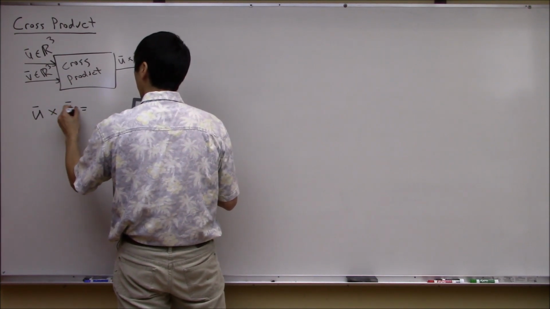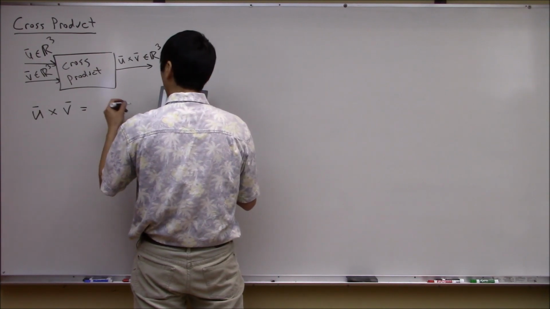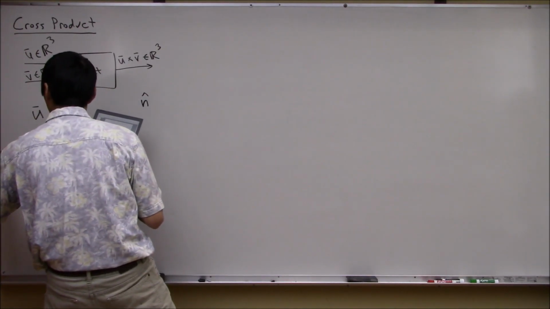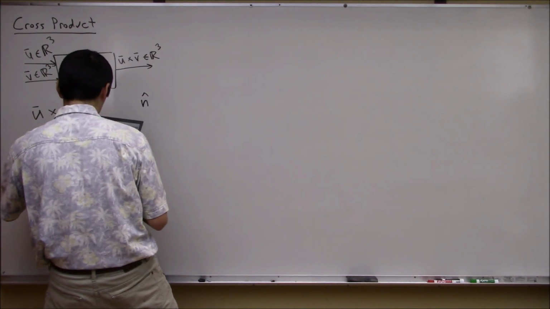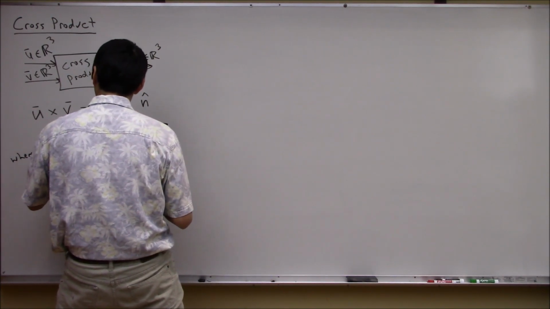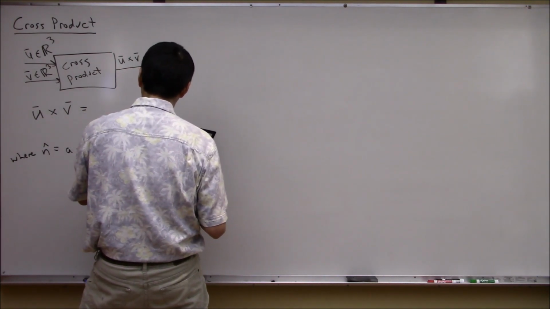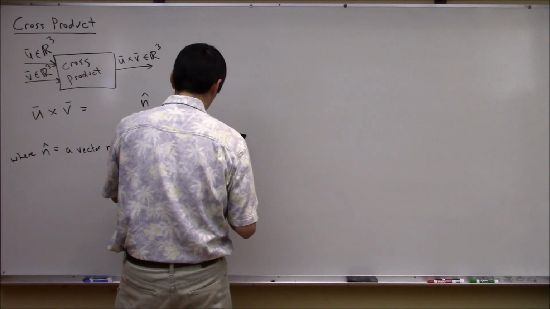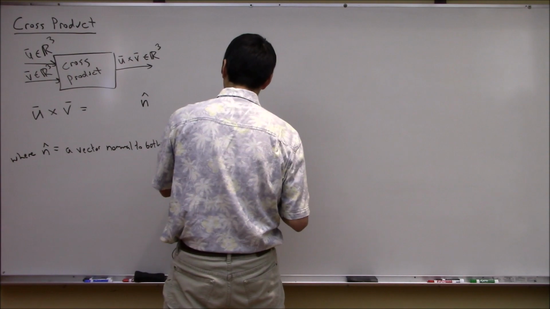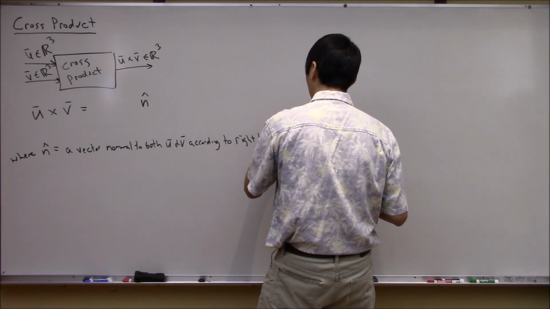What you get out is a vector, okay? So the vector is pointing in this direction. Let's call it n hat. In this case, the vector n hat is a vector that is normal to both u and v, according to the right-hand rule.